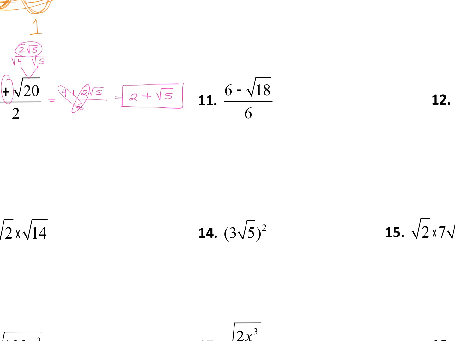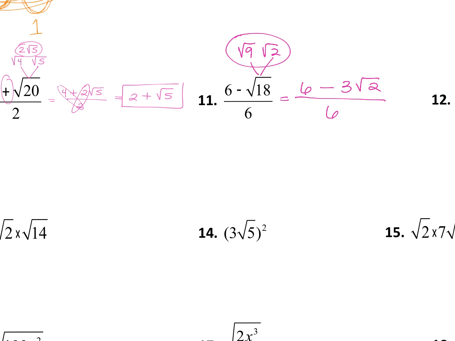Okay, this one. What does the square root of 18 break down to? What perfect square? 9 and 2. So square root of 9 and the square root of 2. So we have 6 minus, this becomes 3 rad 2, right? Square root of 9 is 3. And then rad 2 over 6.